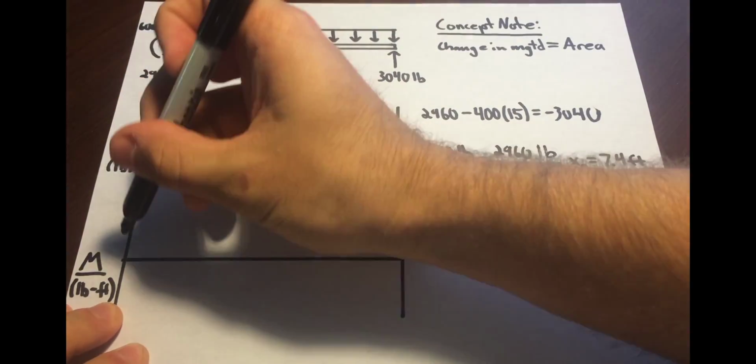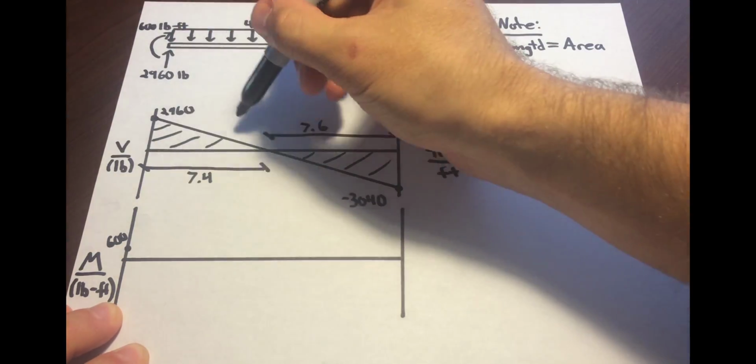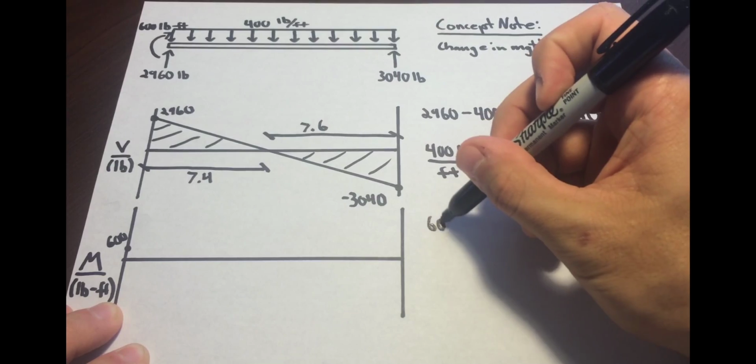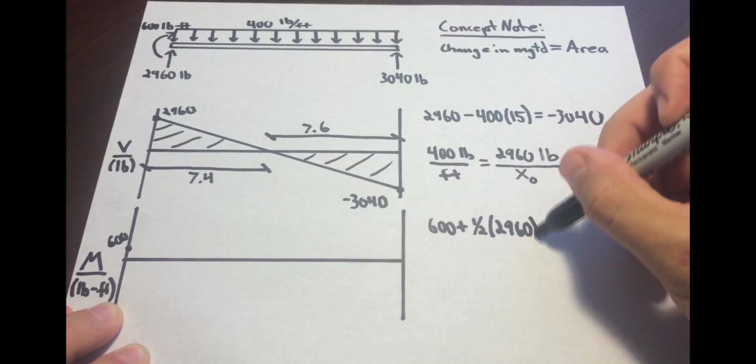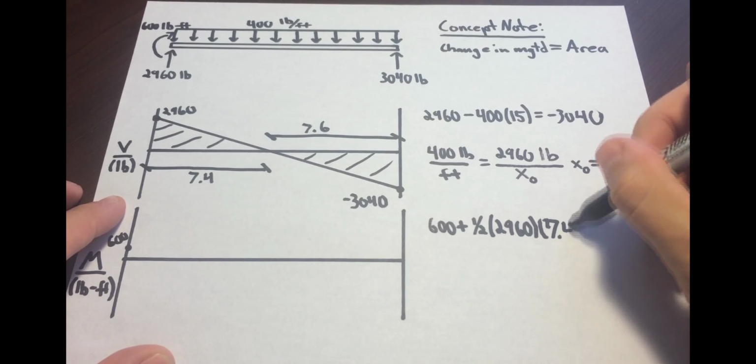Finally, to draw the moment diagram, we start by plotting the moment acting at point A. The next point, or point of maximum moment at 0 shear, is found by adding the area of the positive shear triangle to the moment acting at point A.